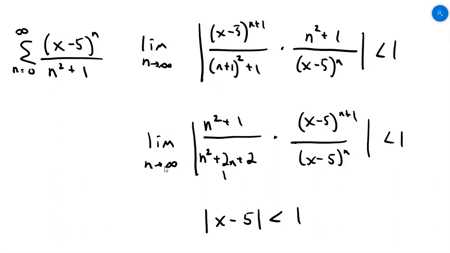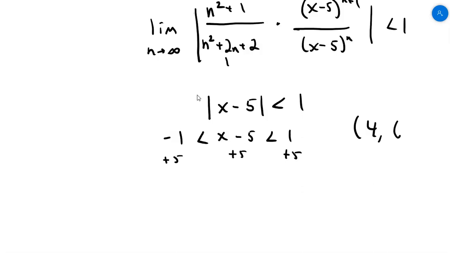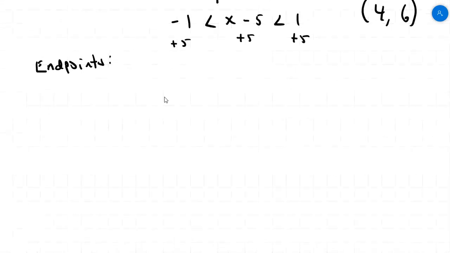All right, run that through the next line, and you end up with negative 1 is less than x minus 5 is less than positive 1. Add a 5 to everything, and you end up with an interval between 4 and 6. Now, the next thing I'd like to do is test endpoints. So I'd like to test x equals 4, and I'd like to test x equals 6.